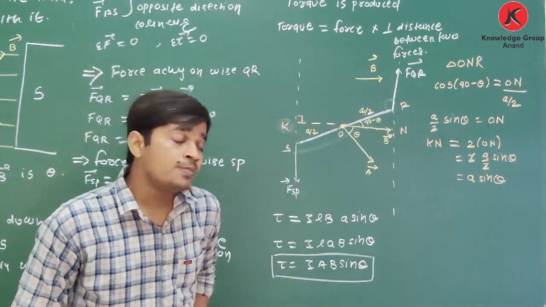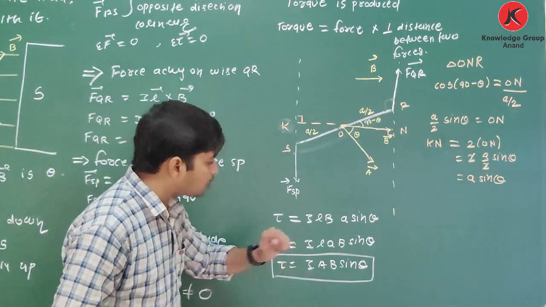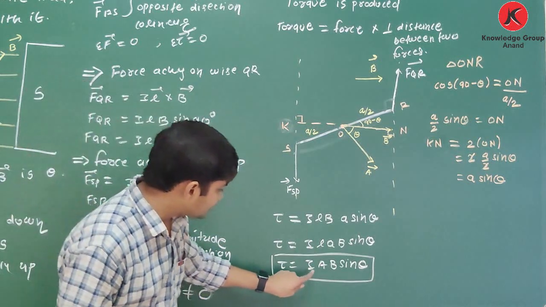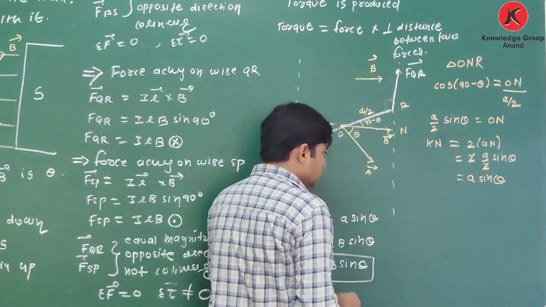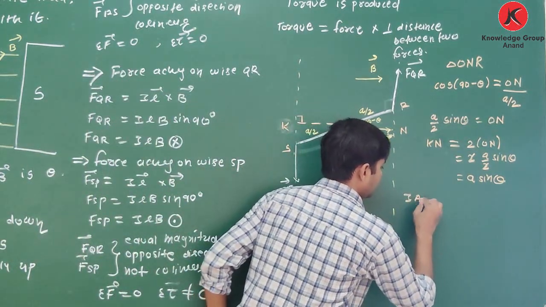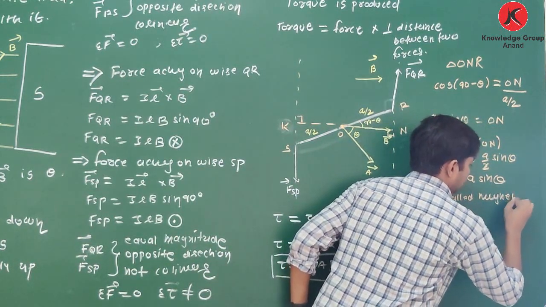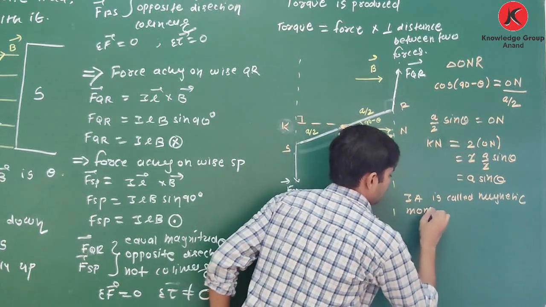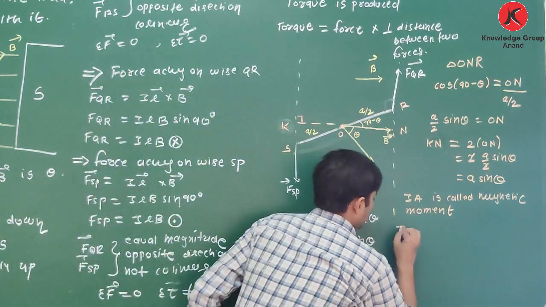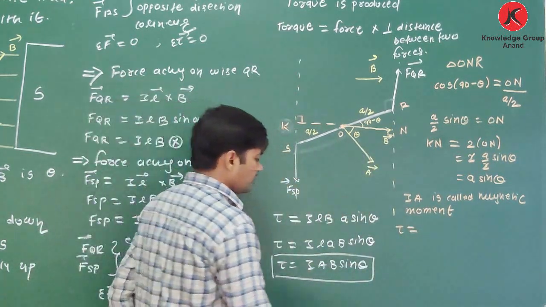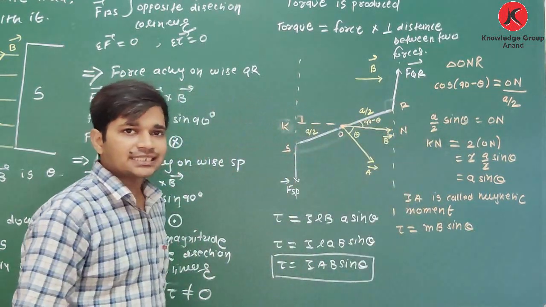Now, last step. Torque tau is equal to IAB sin theta. Here this IA is called the magnetic moment. So I can write this equation as torque tau is equal to M sin theta B, where IA is called the magnetic moment, M.